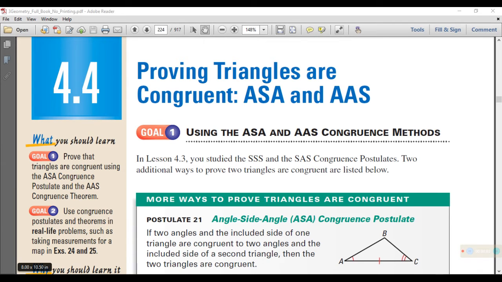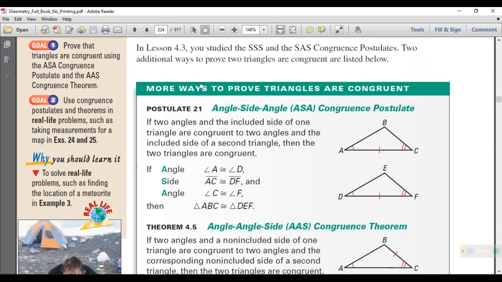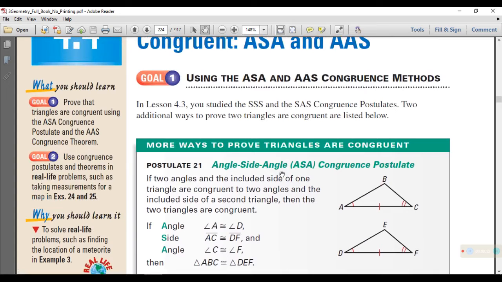This is Miss Rena, and for this video discussion, we will focus on section 4.4, proving triangles are congruent. We have two postulates, ASA congruence postulate and AAS congruence postulate. So let's focus first on the ASA congruence postulate.